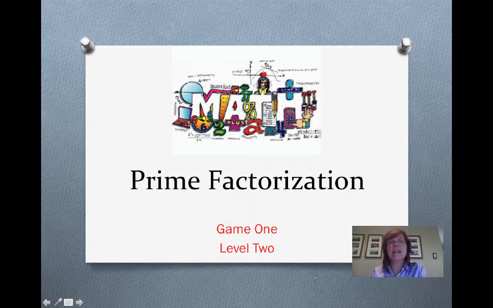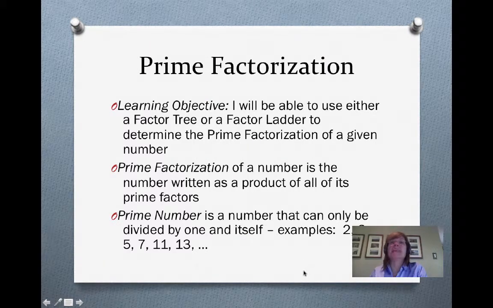Hi, today we're going to be learning how to find the prime factorization of a given number by using either a factor tree or a factor ladder. To help us understand what prime factorization is, we need to understand what a prime number is. A prime number is a number that can only be divided by 1 and itself, such as 2, 3, 5, 7, 11, 13, and so on.